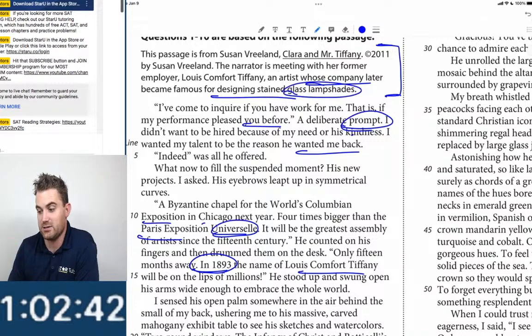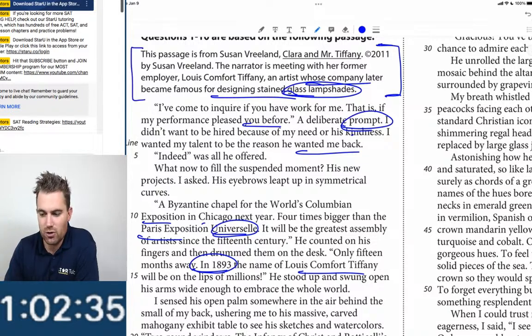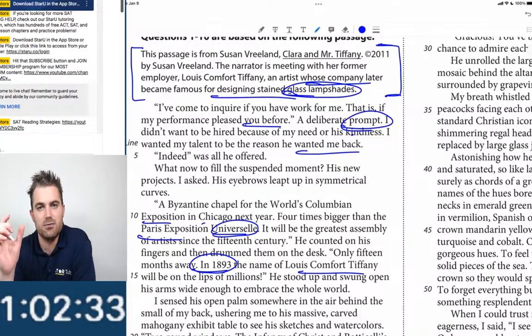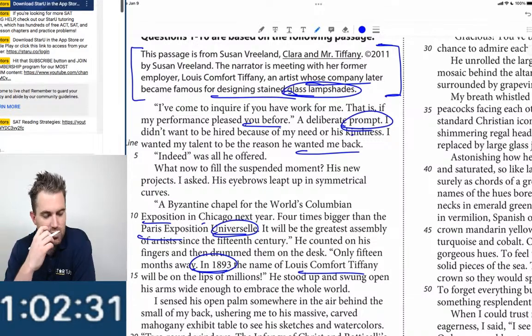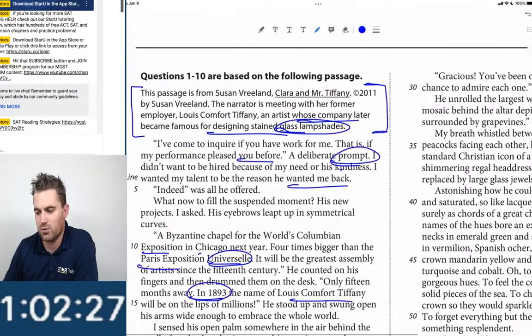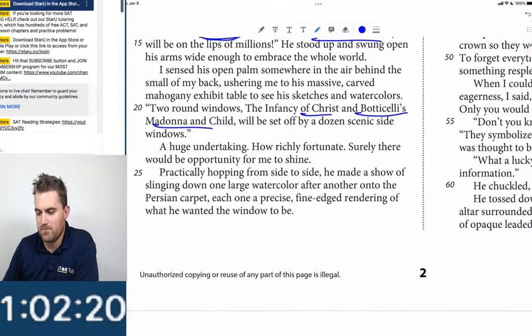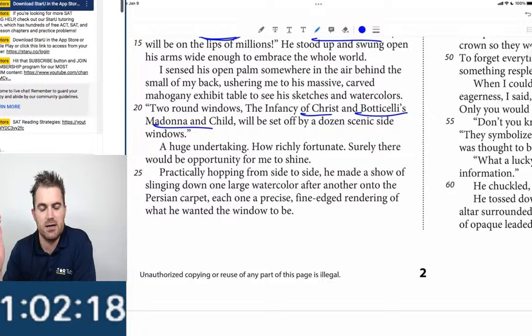I should have probably done this before. It's up to you. Sometimes it helps, sometimes it doesn't. But if you read this little blurb, sometimes it puts the setting right into place. Thumbs up, guys, if you do that. It just puts it into perspective on what's going on. So it sounds like the narrator's meeting with her former employer. Tiffany is the former employer, and this must be like a young apprentice who's the narrator.